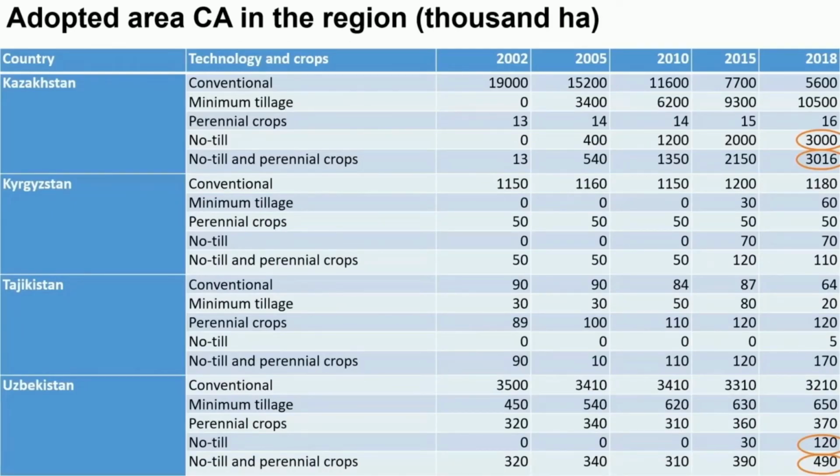If we talk in general about the adoption area of CA in the region, you can see that here Kazakhstan is the leading, followed by Uzbekistan, Kyrgyzstan, and Tajikistan. In Kazakhstan, it is more than 3 million hectares now. So if we include perennial crops, then the area in general in Central Asia can go up to 3.6 million hectares in all Central Asian countries.